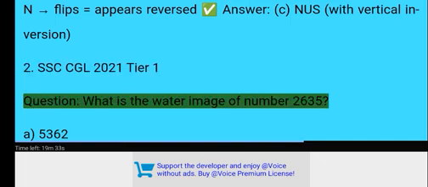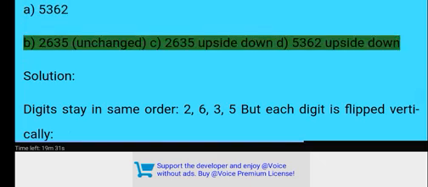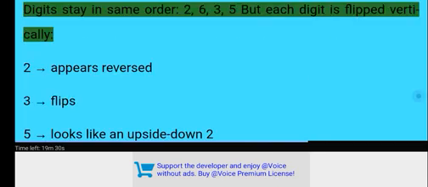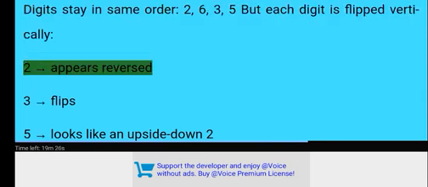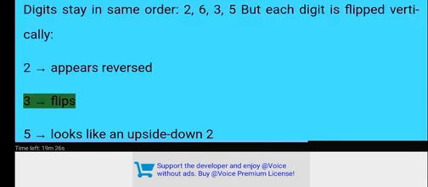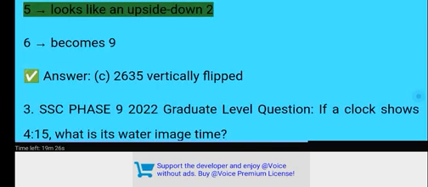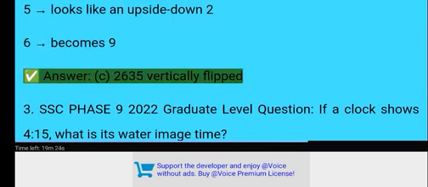2. SSC CGL 2021 Tier 1. Question: What is the water image of the number 2635? A) 5362, B) 2635 unchanged, C) 2635 upside down, D) 5362 upside down. Solution: Digits stay in the same order, 2, 6, 3, 5, but each digit is flipped vertically. 2 appears reversed. 3 flips. 5 looks like an upside-down 2. 6 becomes 9. Answer: C, 2635 vertically flipped.